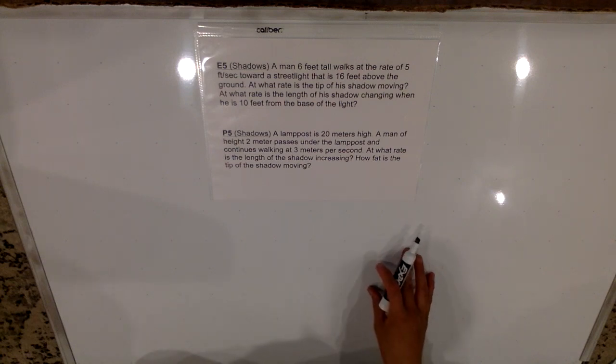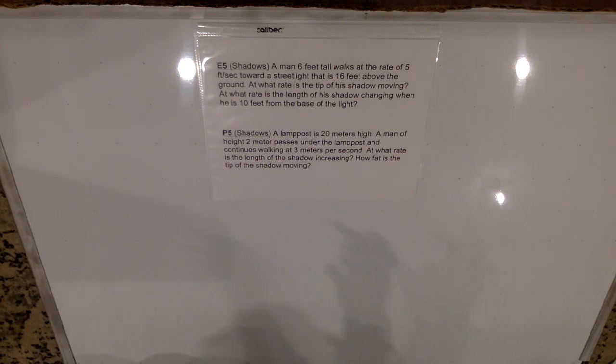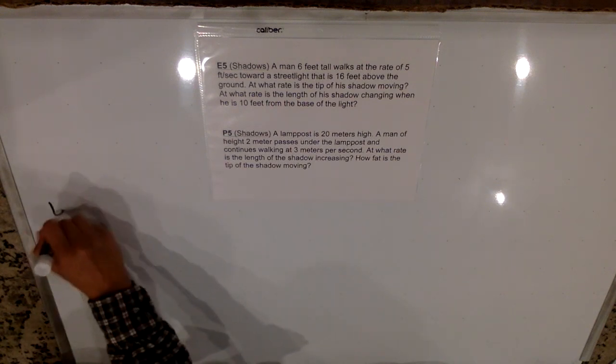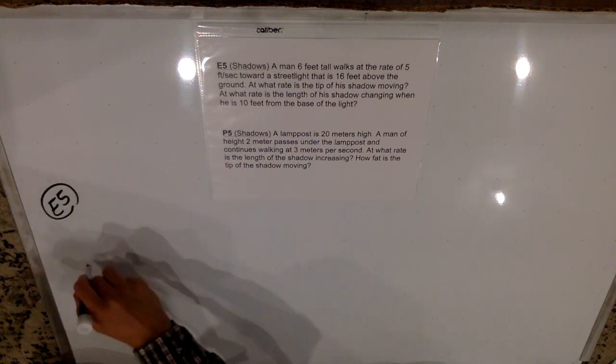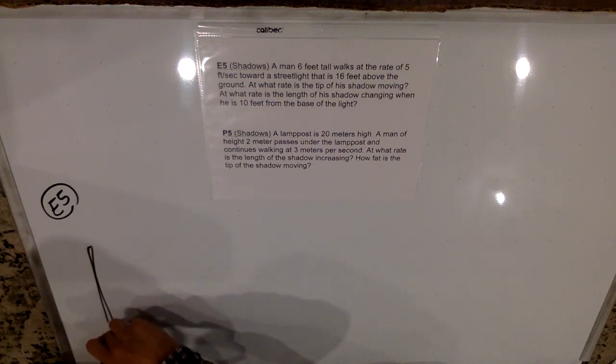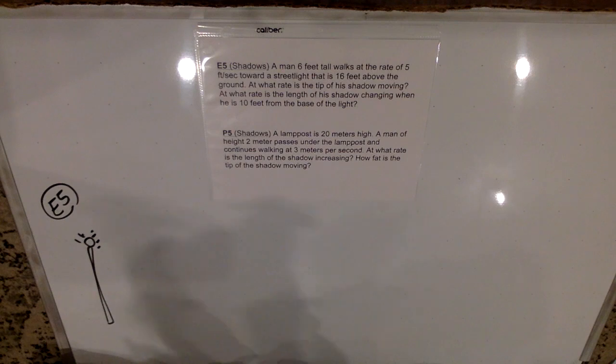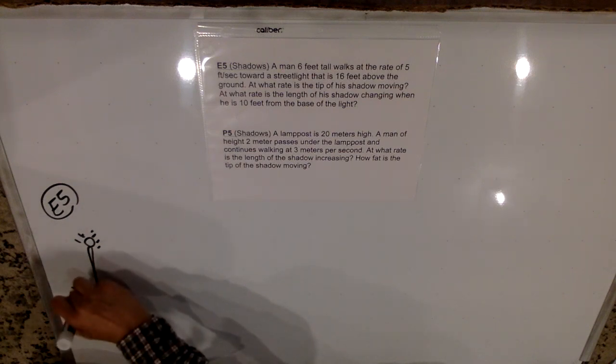At what rate is the length of his shadow changing when he is 10 feet from the base of the light? Okay, so there are two questions to this one, so we're going to have to pay a lot of attention here. So let's go ahead and draw our diagram first. So in E5, I have a lamppost, or a street light, that is 16 feet above the ground.